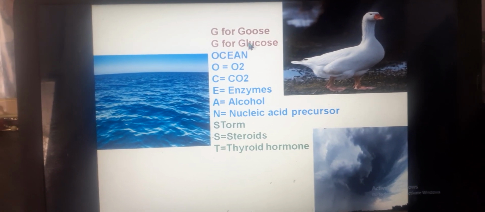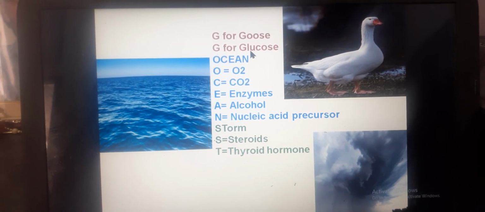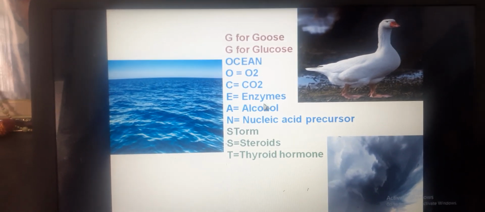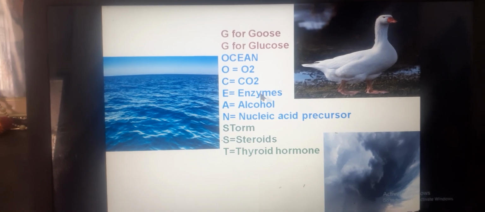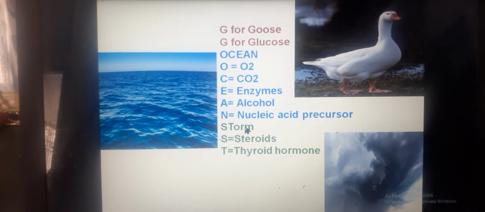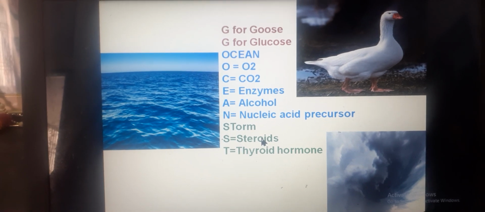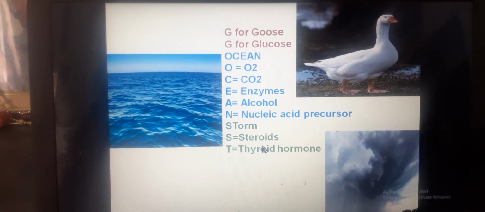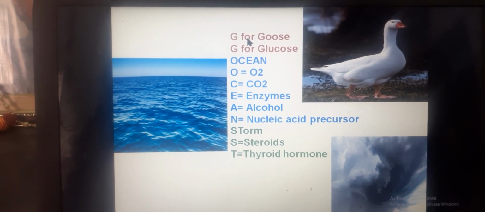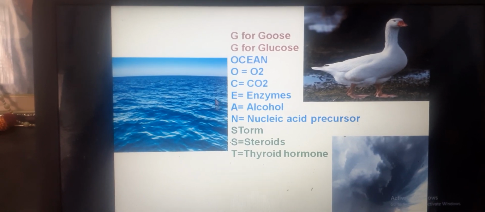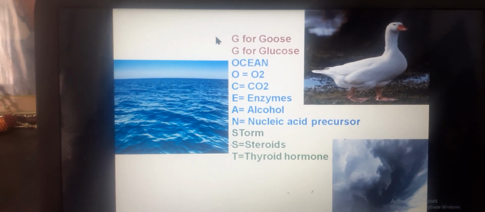G for goose and G for glucose. Glucose can pass easily. Ocean: O for O2, C for CO2, E for ethanol, A for alcohol, and N for nucleic acid precursor. Storm: S for steroid and T for thyroid hormone. They can pass easily through the blood-brain barrier, out of which ocean passes very easily, and goose and storm are carrier mediated.